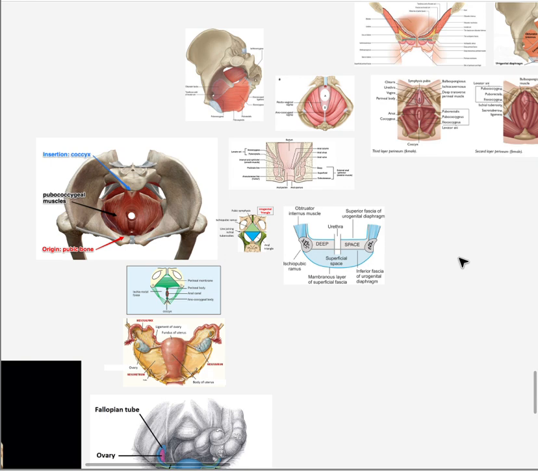Cellular tissue is continuous above with the extraperitoneal tissue of the abdominal wall, but below it is cut off from the ischiorectal fossa by the pelvic fascia and the levator ani muscles.